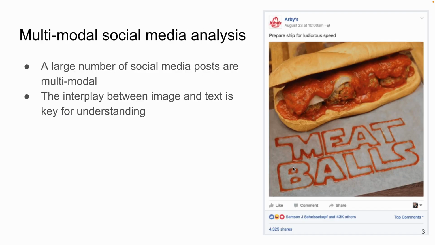Most social media posts these days are multimodal in that you often have a piece of text combined with an image. It's important to understand both the image and the text to get the overall message of the social media post. As an example, we have here on the right a post from Arby's saying "prepare ship for ludicrous speed." And it's an image of a meatball sub with meatballs spelled out in pasta sauce.